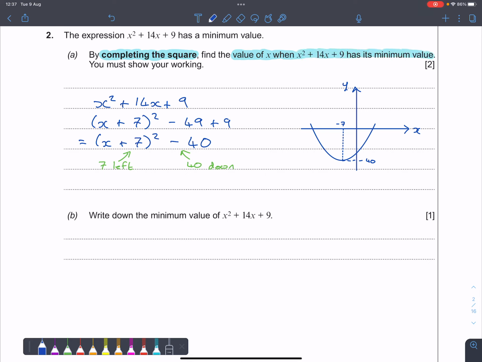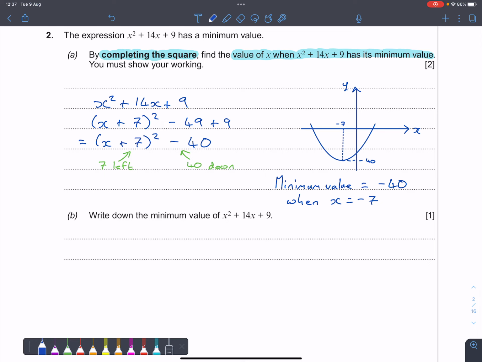So I usually write both down. I would then say that the minimum value is negative 40 when x is negative 7. Now, you don't need the graph, the little diagram that I've drawn, but it really does help.